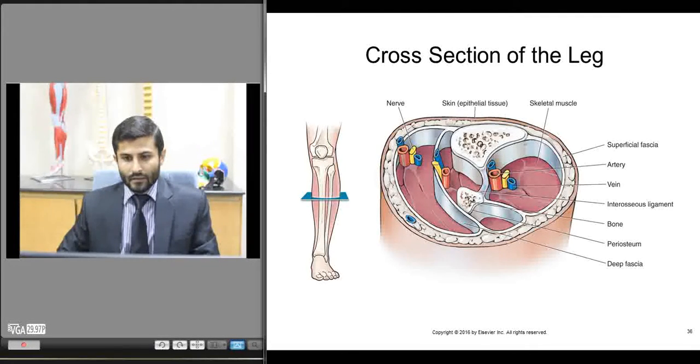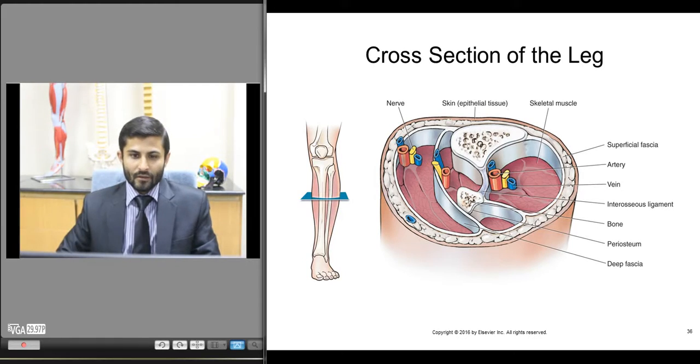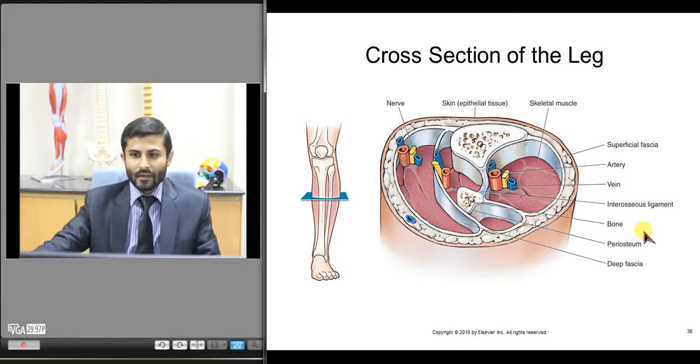Now, if you look at this cross section of the leg, you can see a lot of tissues. You are looking at the skin, the epithelial tissue, the bony tissue, the skeletal muscle tissue, the blood vessel tissue, and even the fascia. So these are different types of tissues.